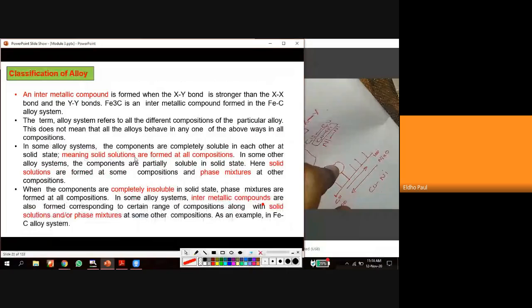The first case is copper and nickel, meaning solid solutions are formed for all compositions.